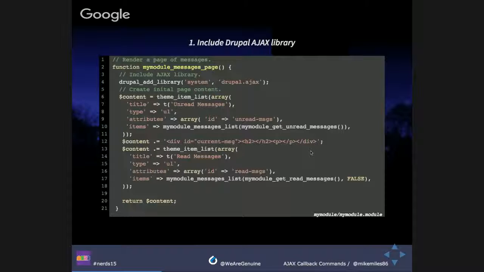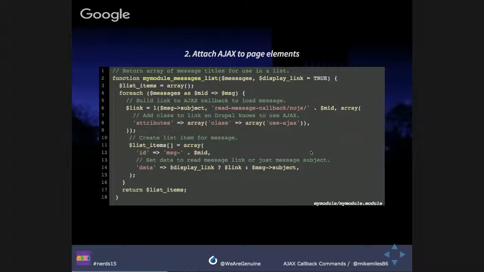is line 4. I'm doing drupal_add_library to add the Drupal AJAX library. So Drupal knows to include the JavaScript, or the AJAX library, sorry. Have that taken care of. The rest of this code here just builds my lists and builds my empty div and builds my list of read messages. I also have to define a callback path.